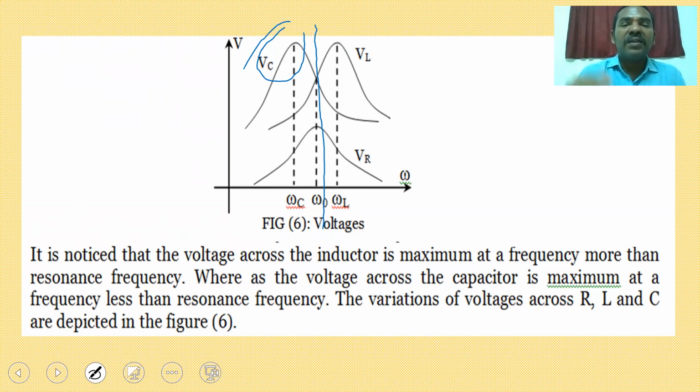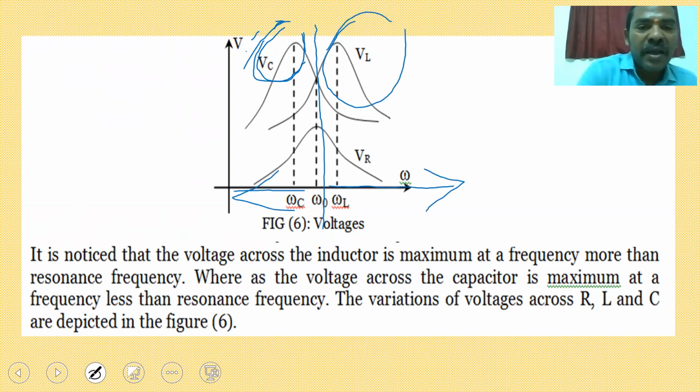After resonance the inductive reactance will be maximum. So for that reason the voltage drop across the capacitor must be maximum before resonance. After resonance the voltage drop across the inductor will be maximum. At resonance the voltage drop across the capacitor must be equal to the voltage drop across the inductor. So this is the condition you are getting, and you have verified it also.